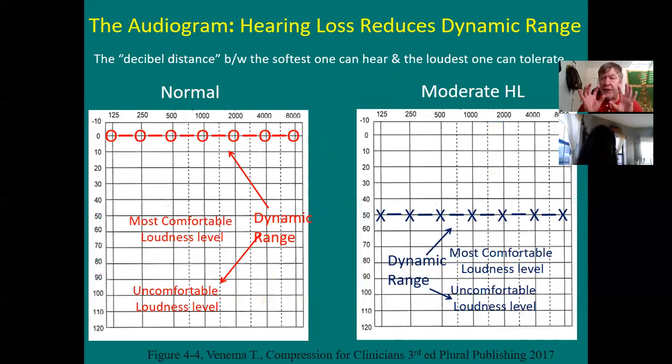Here's a way of looking at it on the audiogram. Normal hearing on the left, uncomfortable at the bottom, most comfortable loudness in the middle, dynamic range is big. Now you're looking at a reduced dynamic range, which is why the audiogram is a stupid gram. We call the top here the floor and the bottom here the ceiling, uncomfortable loudness. But notice uncomfortable loudness here is the same as it is on the left. It's just that the floor is elevated and the MCL, as is typical, is somewhere in the center.